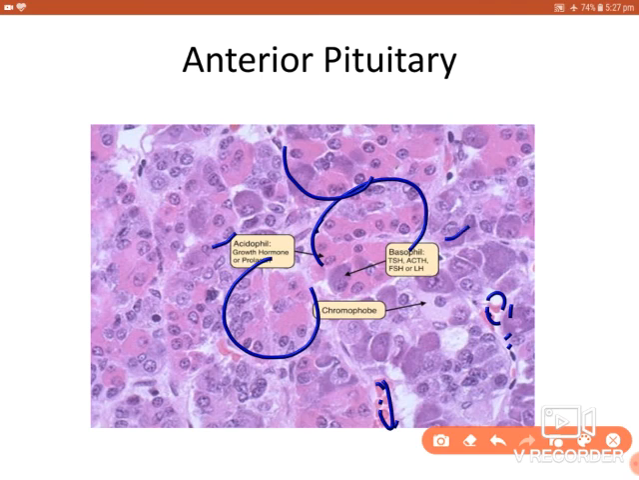Acidophils have an affinity to acidic dye, which takes up eosin and gives the cytoplasm of those cells a pink color. Here is the nucleus. Basophils have an affinity to basic dyes, which take up hematoxylin and give the cytoplasm a bluish, deep purple color. These are the nuclei, these are the basophils. Chromophobes have less affinity to the dyes and have pale cytoplasm. This is the nucleus. These are the chromophobes.